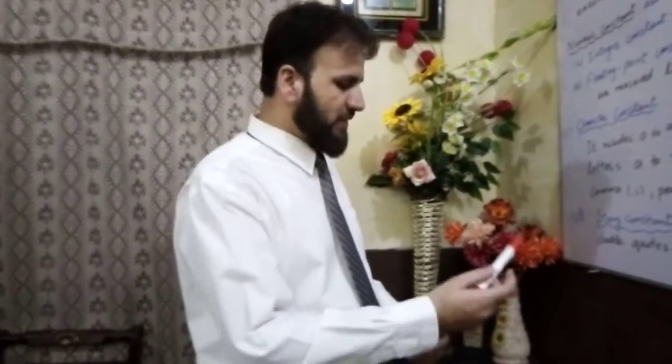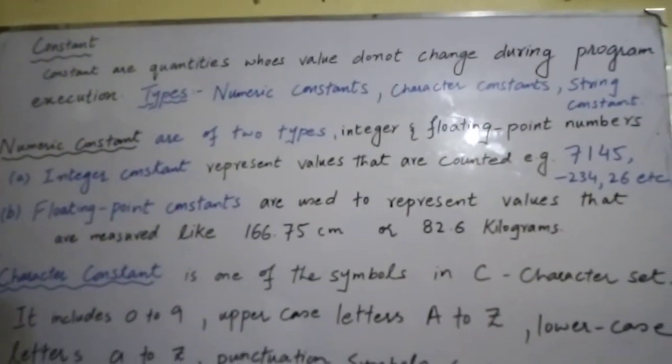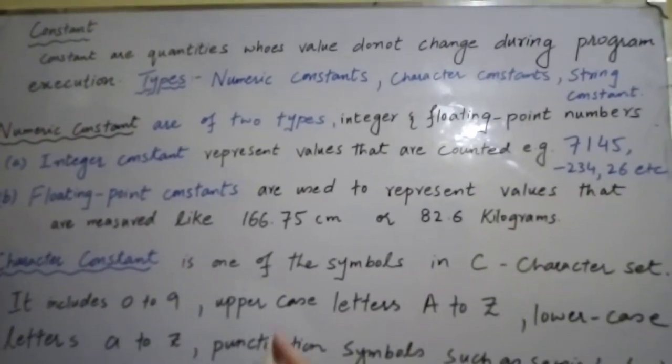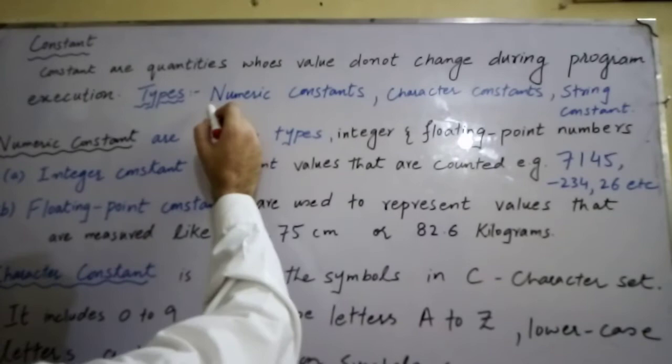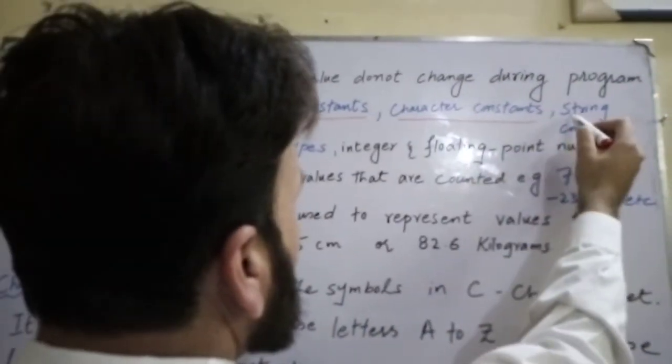We will study the types of constants and the types of variables. Page 43 in the textbook. First we see what constants are. Constants are quantities whose values do not change during program execution. In C language they have the following types: number 1, numeric constant; number 2, character constant; and number 3, string constant.